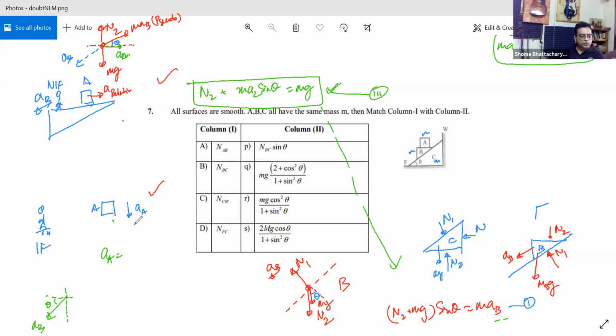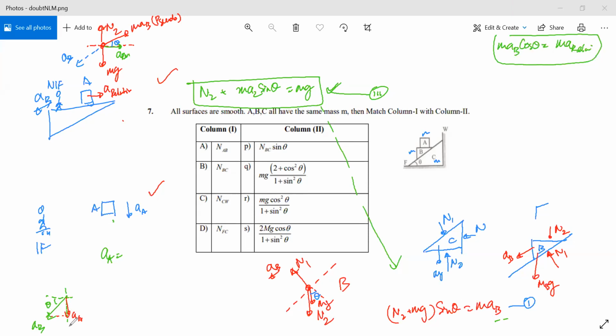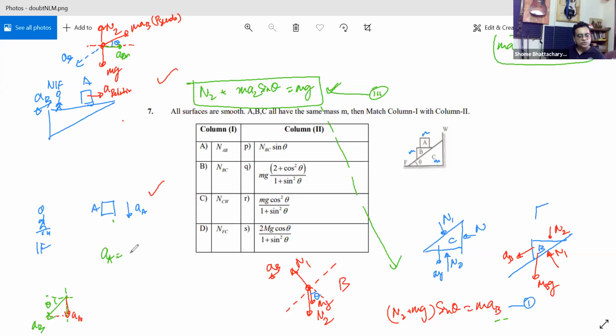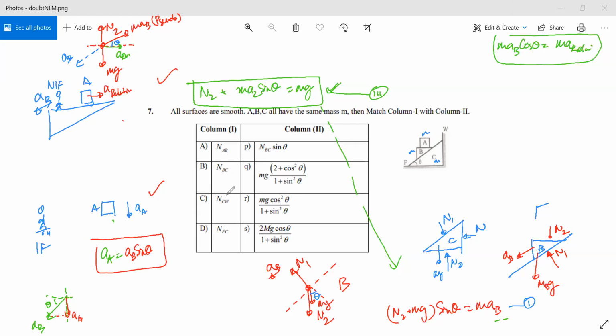Now, if you want to solve the acceleration of A in the ground frame, that vertical acceleration, you'll realize that A and B are moving together. They're not losing contact. So look at this vector diagram that I'm drawing right now. Now this makes sense. Yes, sir. So acceleration of A should be equal to how much? It should be equal to AB sin theta. I hope this is clear.